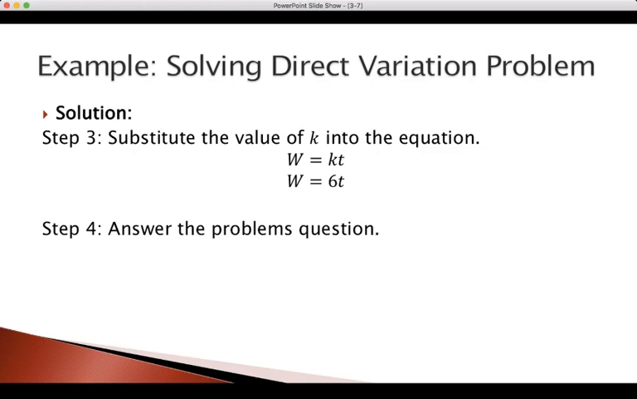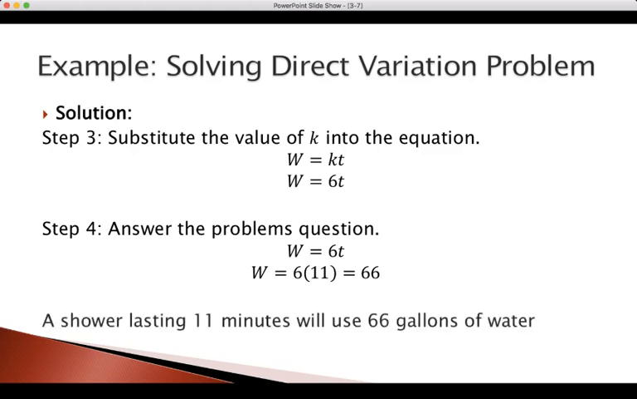So now we need to answer the problem's question. Now we have an equation in hand. Now we can go about answering the actual question. So we want to know how much water is used after 11 minutes. So when t is equal to 11. So we take our equation W is equal to 6t, and we substitute 11 for t, and we conclude that W is equal to 66. That means a shower lasting 11 minutes will use 66 gallons of water. Wow, that's a lot of water for an 11-minute shower.